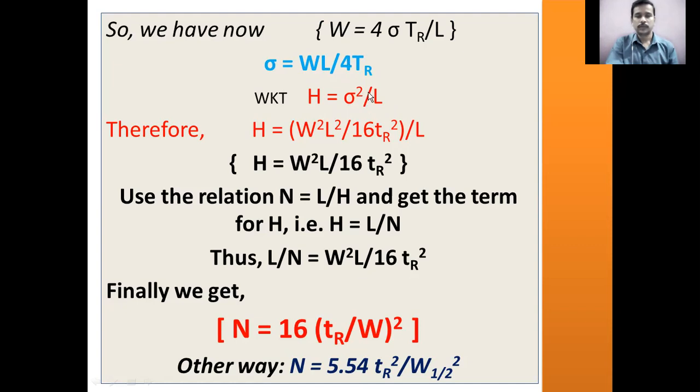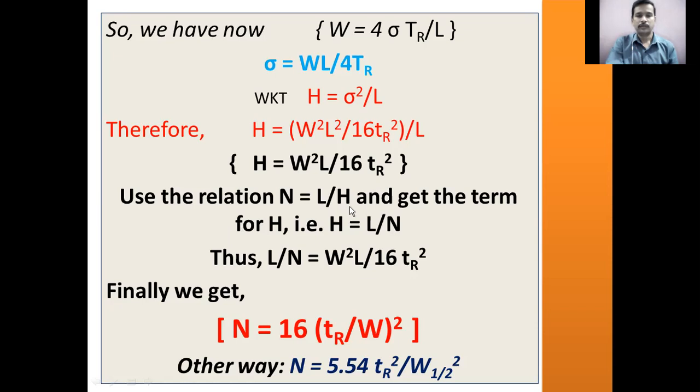Use these two and rearrange, and you will get H is equal to, in place of sigma square, W square into L square divided by 16 TR square, divided by L. Here L and L get cancelled, and you end up with H is equal to W square into L divided by 16 TR square.